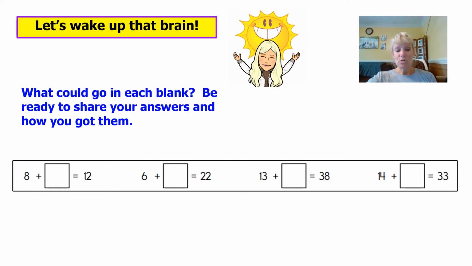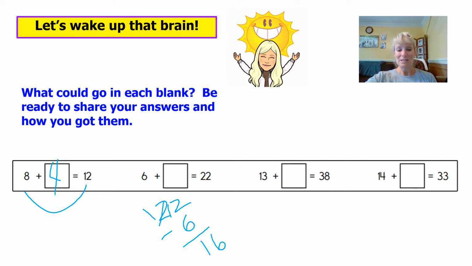Okay, so in order to figure this out, we need this number to equal 12. So 8 plus 4 is 12. 6 plus what equals 22? All right, so when we're trying to figure this out, then we're going to subtract. So that's what I did here. I did 12 take away 8 gave me 4. So I'm going to do 22, and I'm going to take away 6, and that is going to give me 16, so that I know that 6 plus 16 is going to actually give me 22.